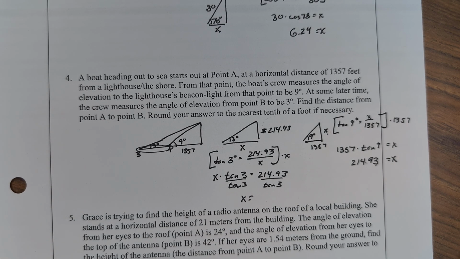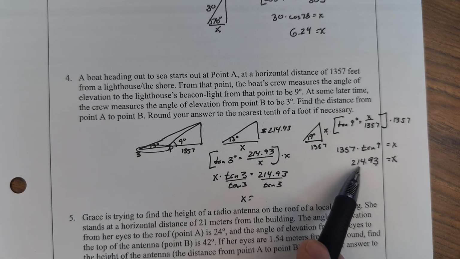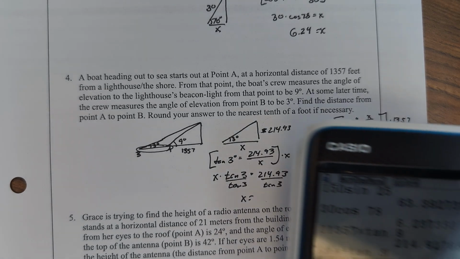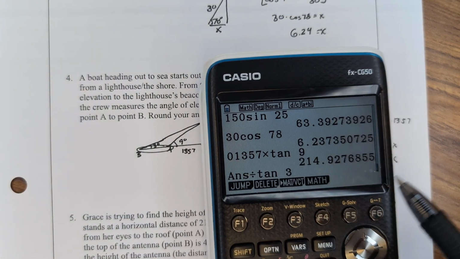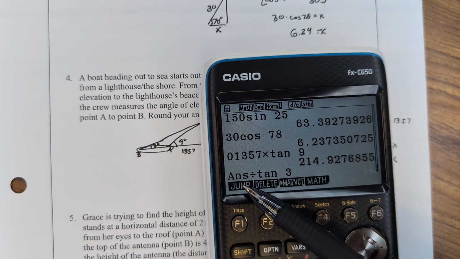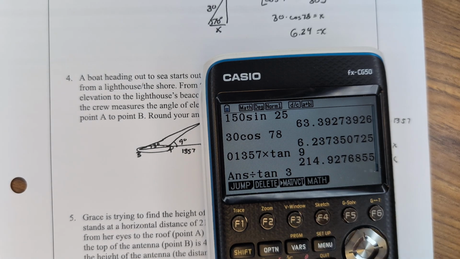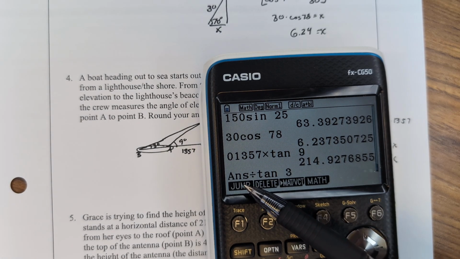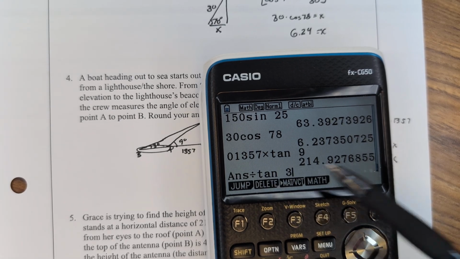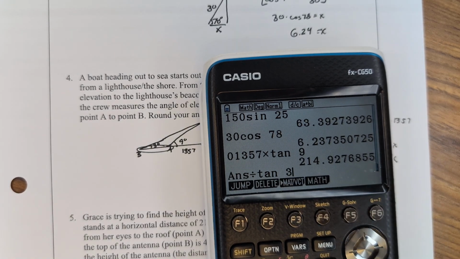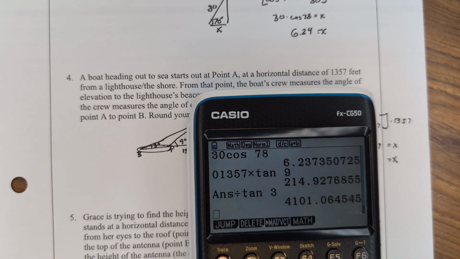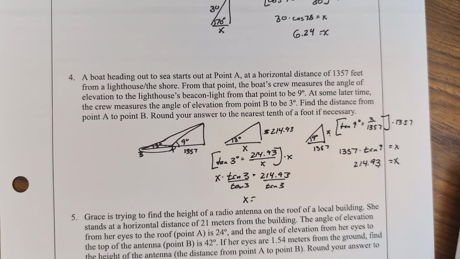divided by tangent 3. Another thing that's helpful is, instead of writing this decimal down, if I haven't used my calculator, it's still there on my screen, so I can just use the answer command, which is usually a button down at the bottom where you hit shift negative. It'll let you pull your previous answer, or if you need to, just press divide, and it'll pull the previous answer, and then divide by tan 3. So that gives us 4101.06.